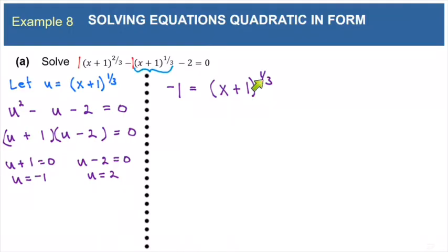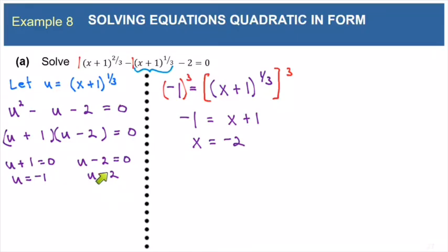So the way to eliminate this exponent is to raise both sides to the reciprocal power, which is going to be 3. So I'm going to raise both sides to the third power. Negative 1 to the third power is negative 1. And then when we have the 1/3 power raised to the third power, of course, that gives us an exponent of 1, and the right side just becomes x plus 1. Now if I subtract 1 from both sides to solve, I get x equals negative 2.